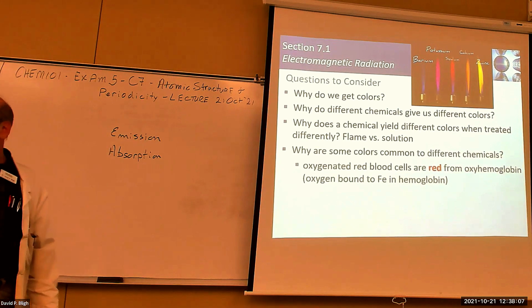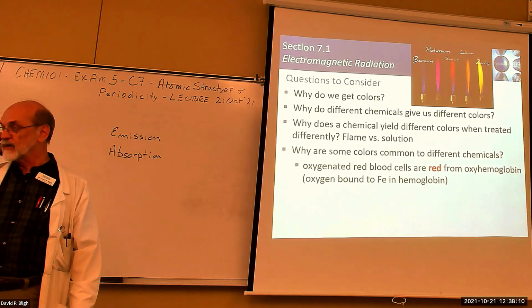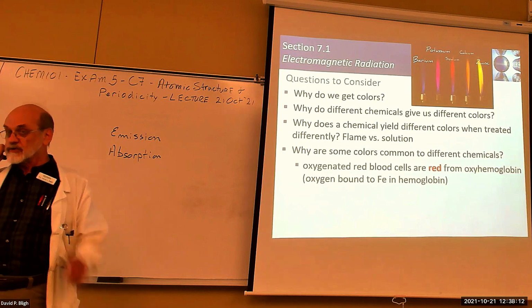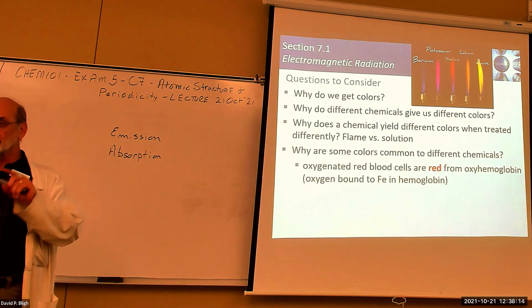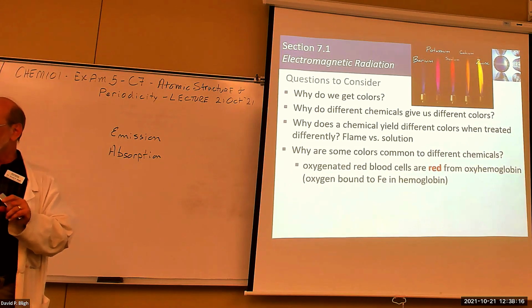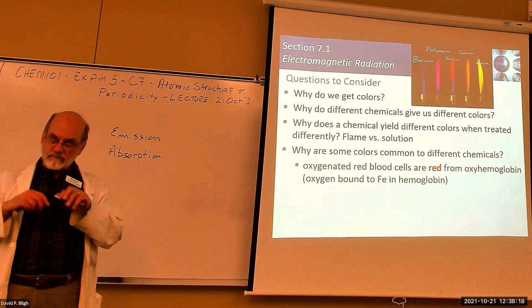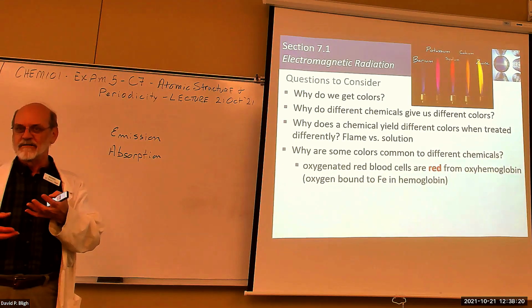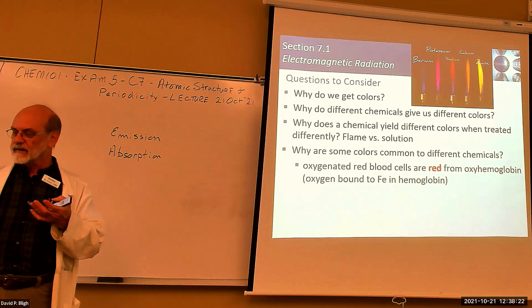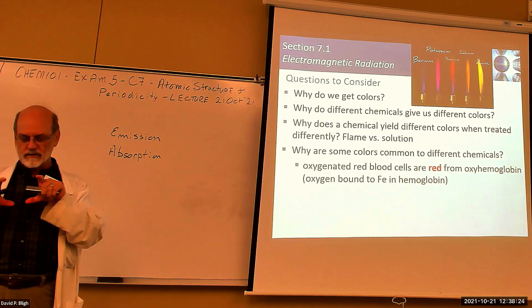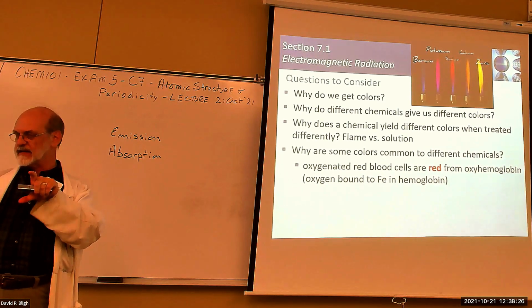Red blood cells, they're red because of hemoglobin. And not just hemoglobin, but it has to be oxygenated. Hemoglobin is a compound protein with 4 iron atoms embedded in it.